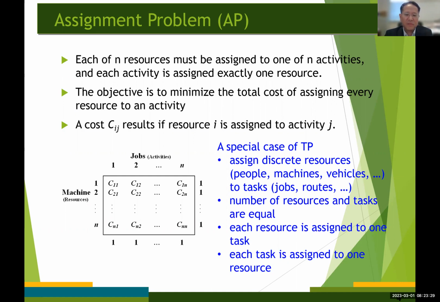So in this cost matrix, the total number of rows is equal to the total number of columns, okay? And the element C sub ij represents the cost of assigning the machine or worker number i to job number j, for example.